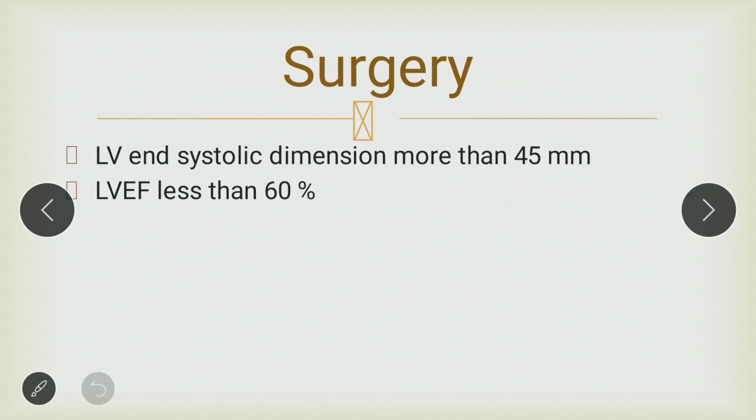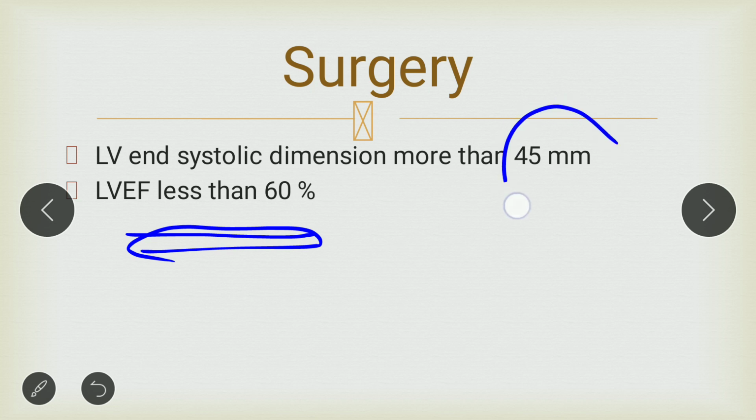And the indications for surgery are, as I said before, the left ventricular ejection fraction less than 60, the patient is deteriorating, hence the patient can be taken up for surgery. And one more indication for surgery is the left ventricular end-systolic dimension, that is after contraction, if it is more than 45 millimeters, it is an indication for surgery.